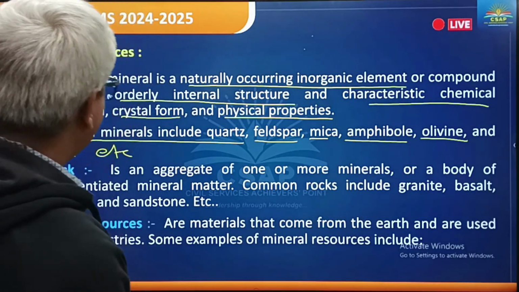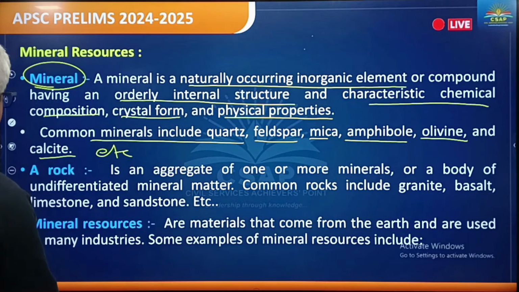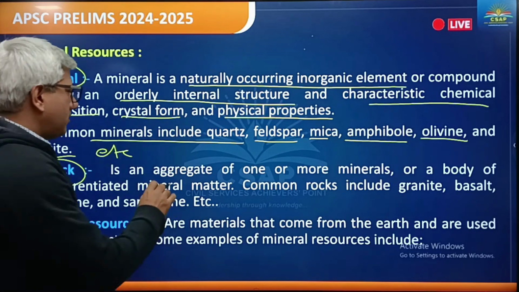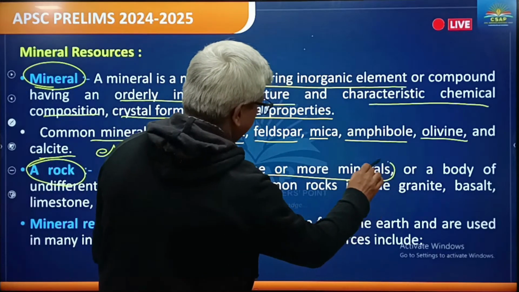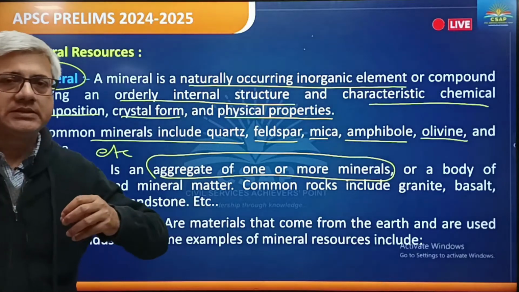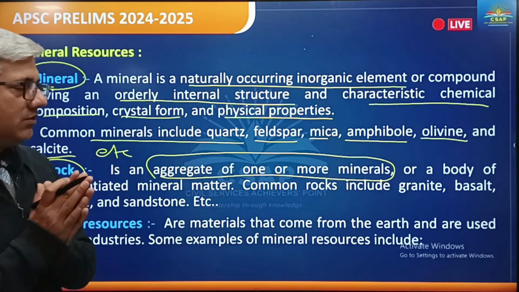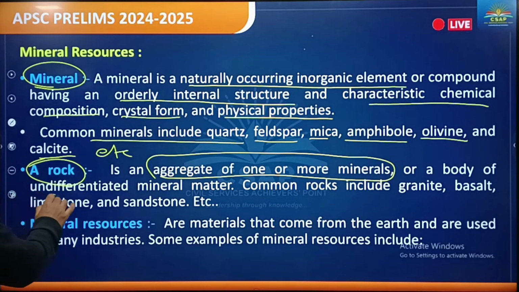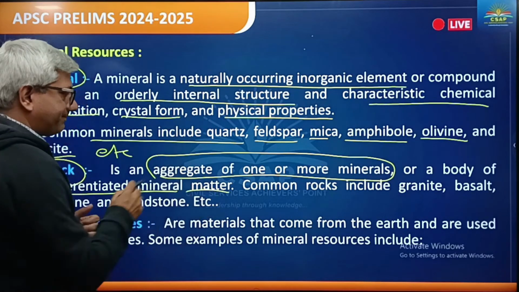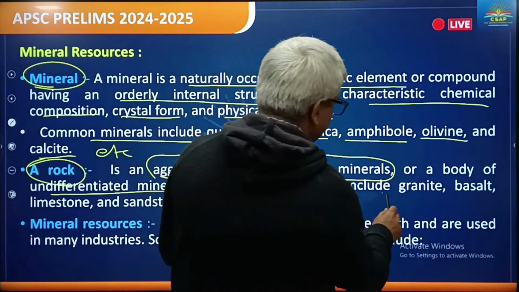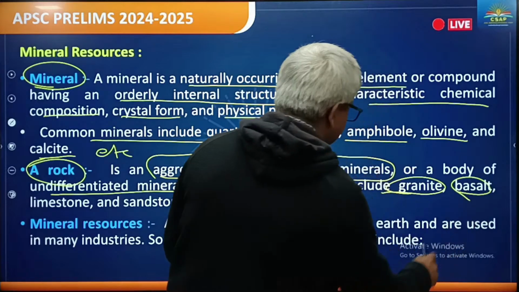Then, what is a rock? It is an aggregate of one or more minerals, or a body of undifferentiated mineral matter. Common rocks include granite, basalt; these are igneous rocks.